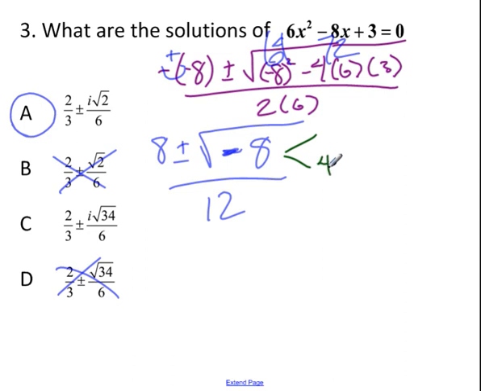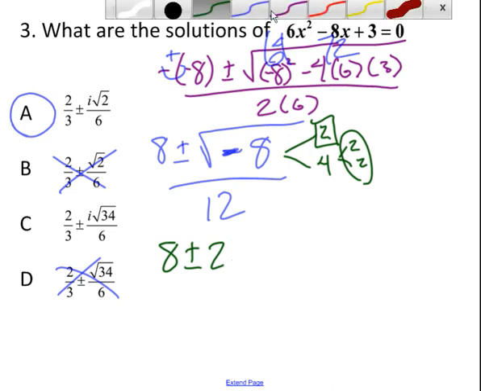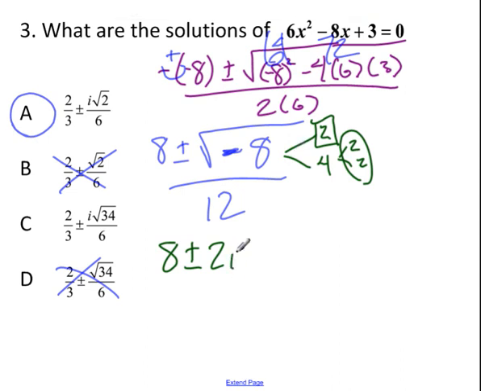8, if we haven't broke this one down enough by now. 2 gets out, 2 stays in. So we got 8 plus or minus 2 square root of 2, and I totally forgot my i. Why did you let me forget the i? I blame you. You should have said something. Why didn't you speak up? All over 12. So I got my 2i, root 2 over 12.